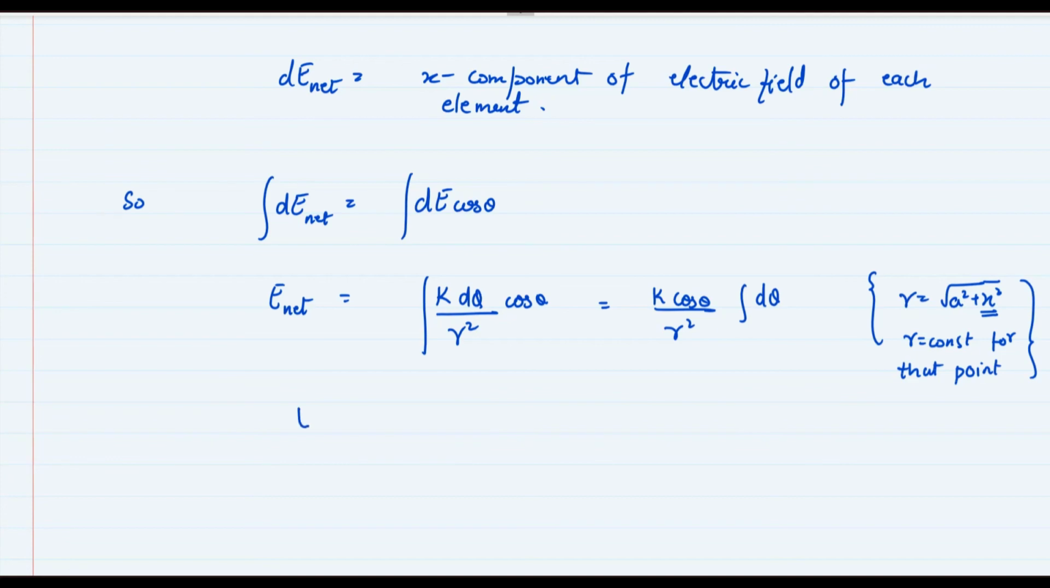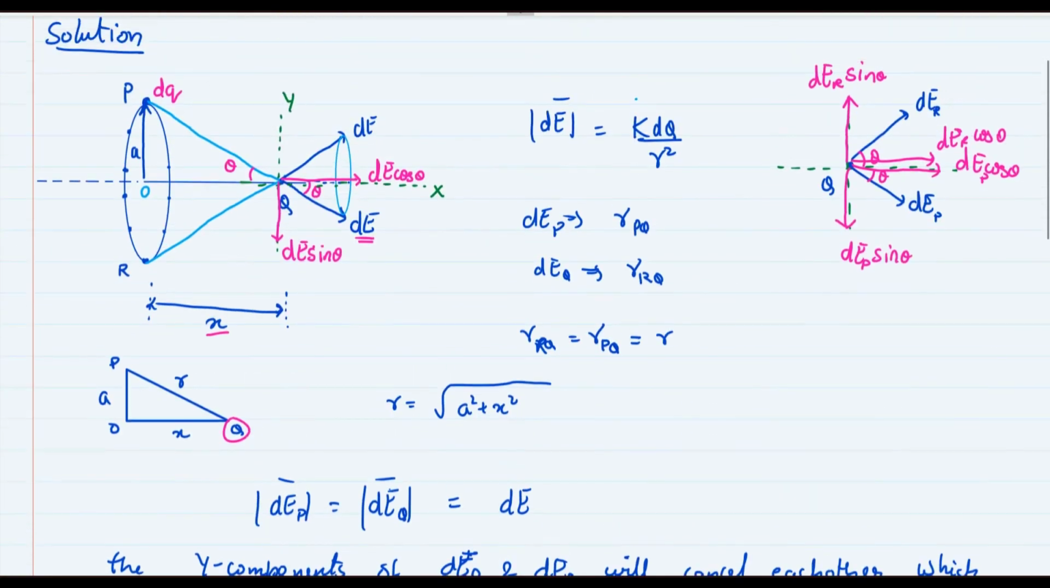So this will become what? E net. The integration is nothing but the summation of small charges dq, which will be the net charge q on the ring, and if I rewrite, this will become kq by r square cos theta. If you see cos theta from the triangle, it is nothing but base upon hypotenuse. And what is base? Please see, base is x, and hypotenuse is r.